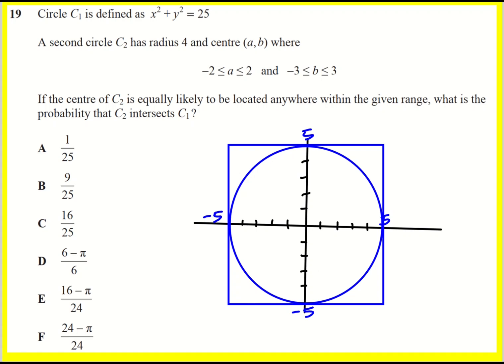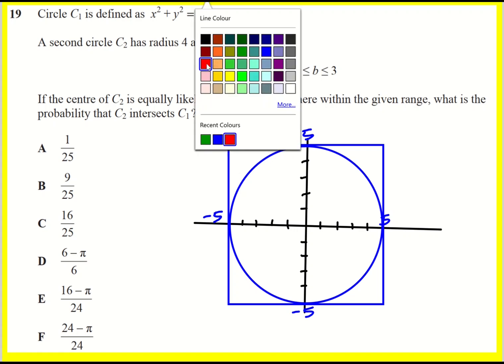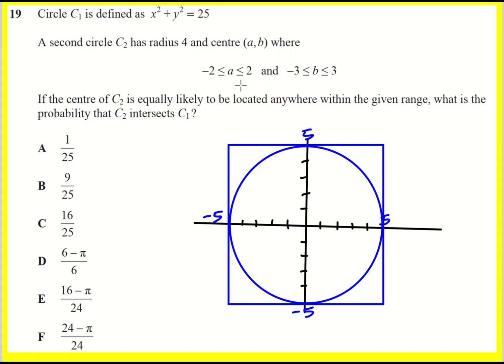Because then we're told a second circle C2 has radius 4, center AB, where A is between -2 and 2, and B is between -3 and 3. Right, so I'm now going to draw another box as the different positions where the center could be. So it's going to be this rectangle that I'm kind of constructing. Okay, so that's the different regions that I could put the center in.